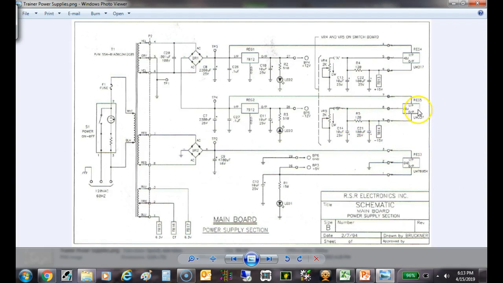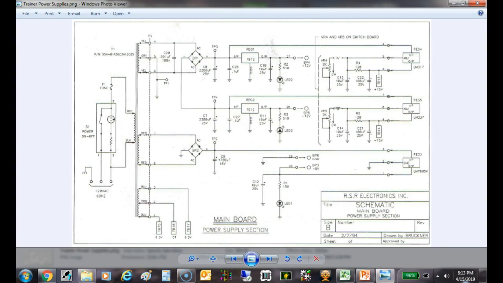Here's the variable ones right here. So these are the two variables. So this is the pot that you're turning, or the pot wired as a rheostat. This is what you're turning to tell these guys what to let pass through. So y'all know what we're talking about, the two little knobs up there? So this is the power supplies on the trainer.